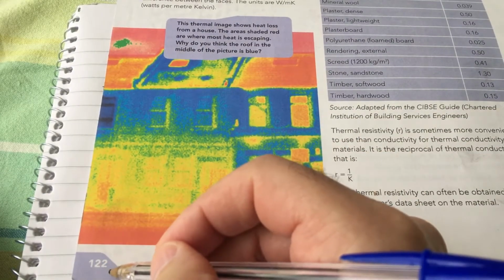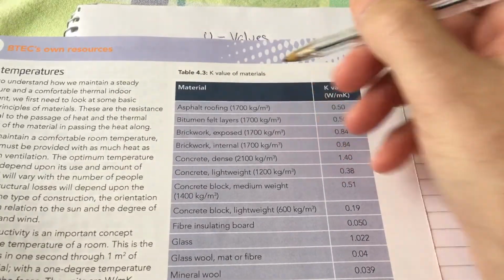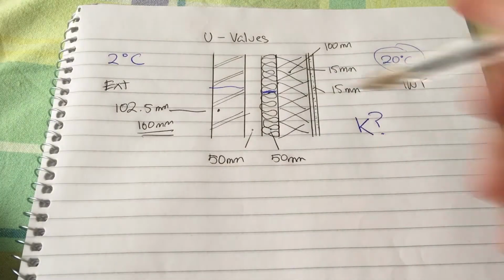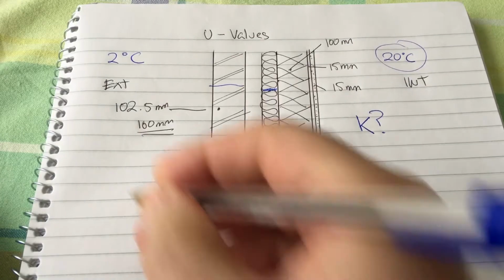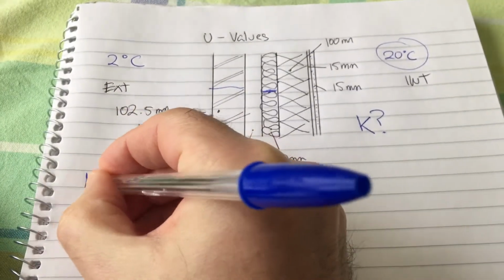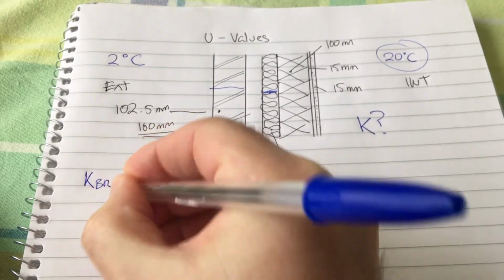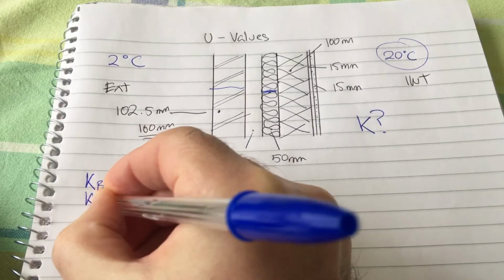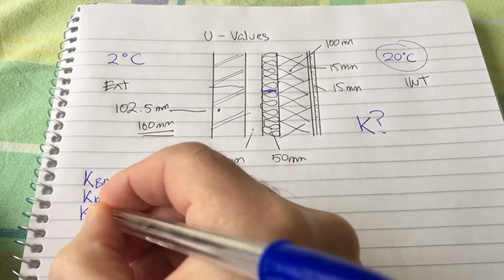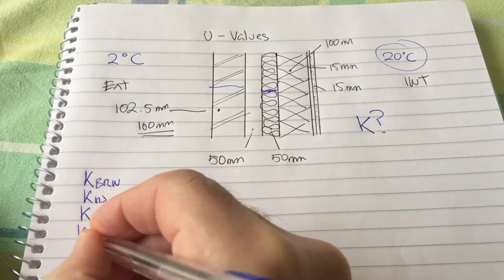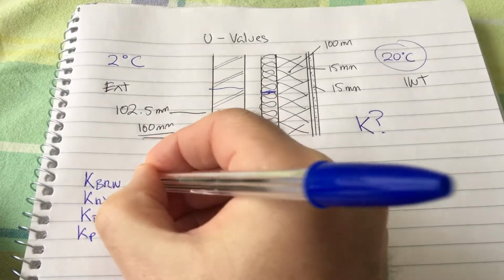Page 122 of your book. You got here K values for materials. And I'm going to write 1, 2, 3, 4 materials that we have, and I'm going to write here the K values. So we got K value for brickwork, K value for insulation, K value for block work, and we got the K value for the plasterboard.